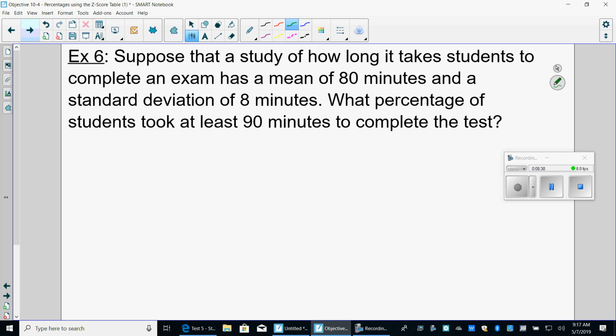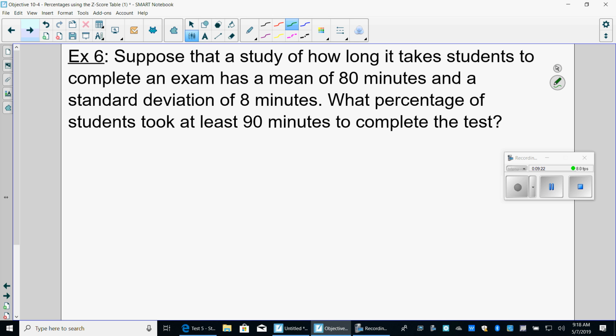So let's look at example 6. Suppose that a study of how long it takes students to complete an exam has a mean of 80 and a standard deviation of 8. What percentage of the students took at least 90 minutes to complete? What is at least 90? If you took at least 90 minutes to do something, that's an hour and 30. So is it an hour 30 or less, or an hour 30 or more? If you took at least. Oh. At the least. So it could be more that you took, right, it could be more.